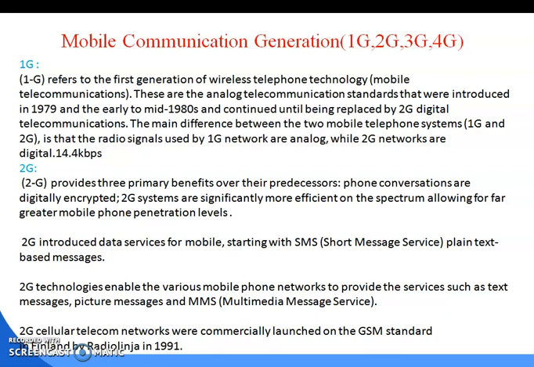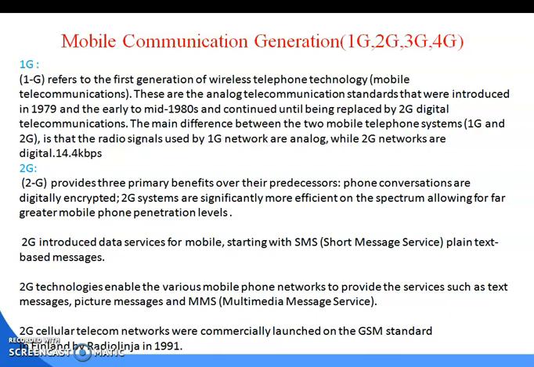Next is the second generation. It provides three primary benefits over its predecessor. Phone conversations are digitally encrypted. 2G systems are also significantly more efficient on the spectrum, allowing for far greater mobile phone penetration levels. That means in 2G mobile the spectrum system is applicable, and spectrum is nothing but a group of bandwidths. And 2G introduced data services for mobile, starting with SMS, short message service, plain text based messages. 2G technologies enable the various mobile phone networks to provide services such as text messages, picture messages, and MMS, multimedia message service.